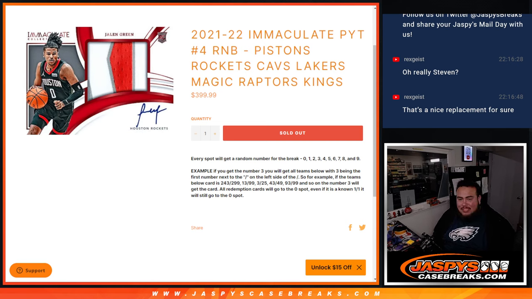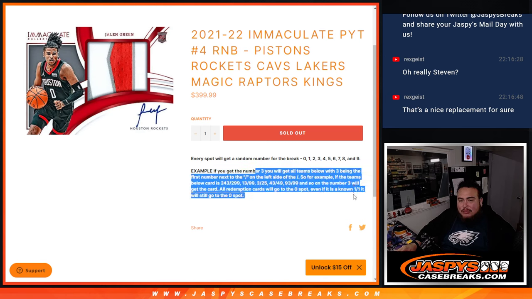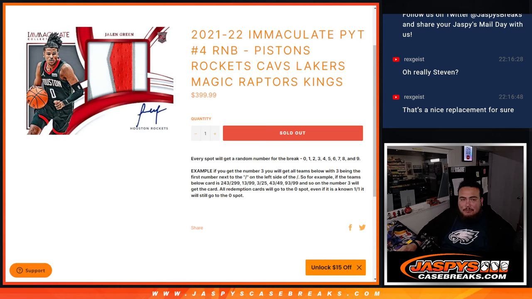You get a piece of all of these teams via serial number break, 0 through 9. Of course, any of these hits for these teams pop out in the break, we go by the first number on the left side of the serial number dash. So there you go. There's your examples there.